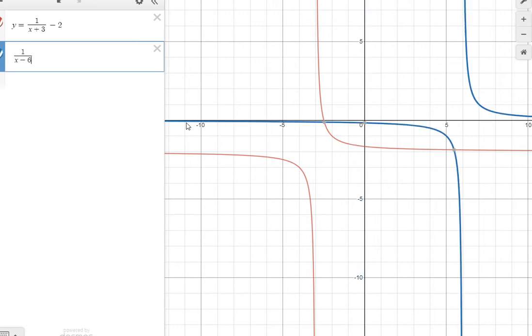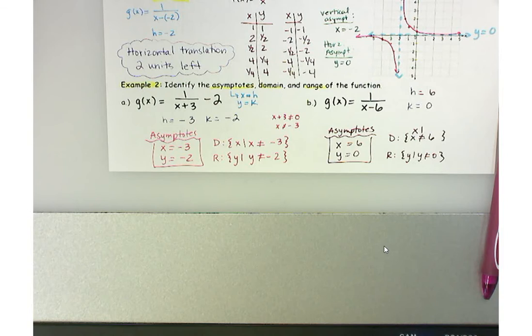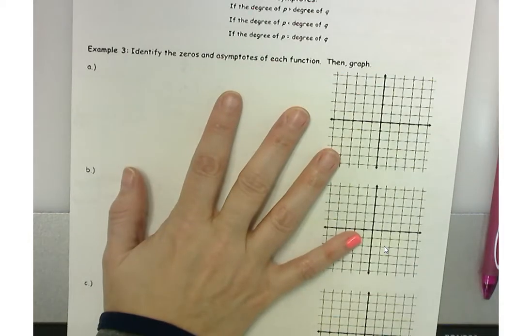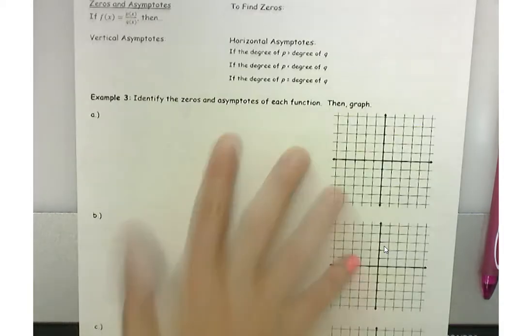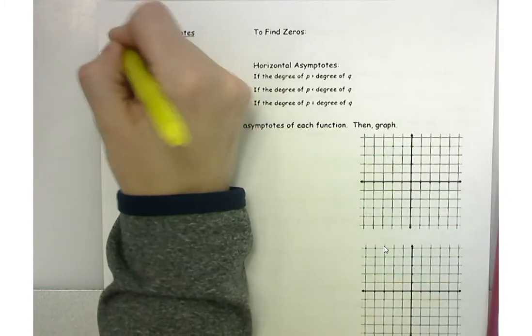Alright, let's flip it to the back. So there are some different rules that we have for finding zeros and asymptotes in a rational function. First it says if your function is p of x over q of x. So those are both going to be different polynomials. Your p of x is going to be the numerator. Okay, so when I say p of x, it's the numerator. When we say q of x, that's the denominator.